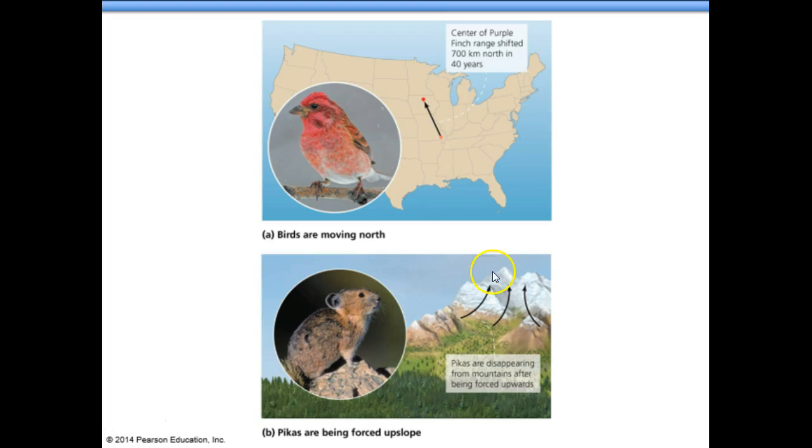So here are birds that are moving northward that they haven't seen in this region before because of the warming temperatures. And pikas, aren't they cute, are going to be forced to move more up into the mountainous areas. Okay, let's end this screencast and we'll continue in the next one.